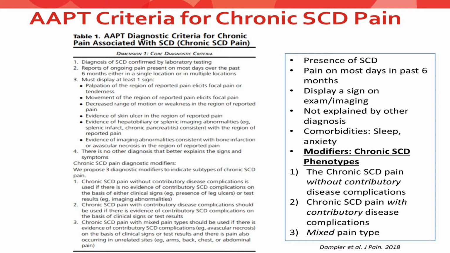Second was chronic pain with contributory disease complication, meaning if a patient has hip right AVN, or avascular necrosis of the hip, the pain is on the right side of the hip. And the third was mixed pain phenotype, meaning you have hip pain also, but then you have other pains like migraine or shoulder pain or abdominal pain, which cannot be clearly identified as to what's causing it.